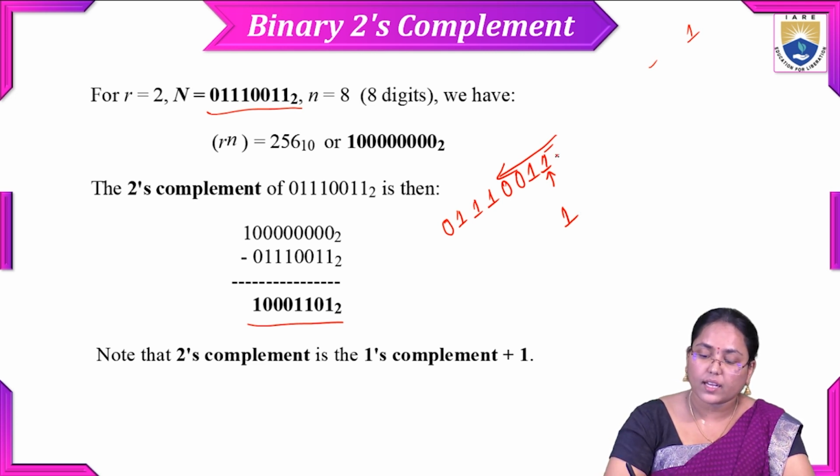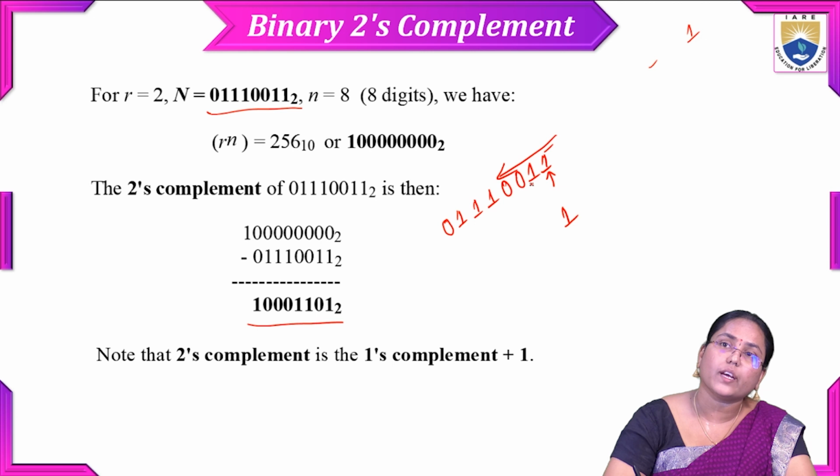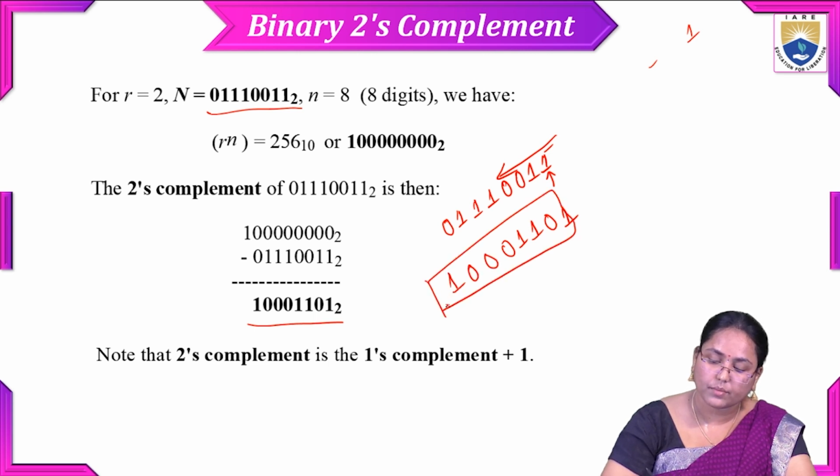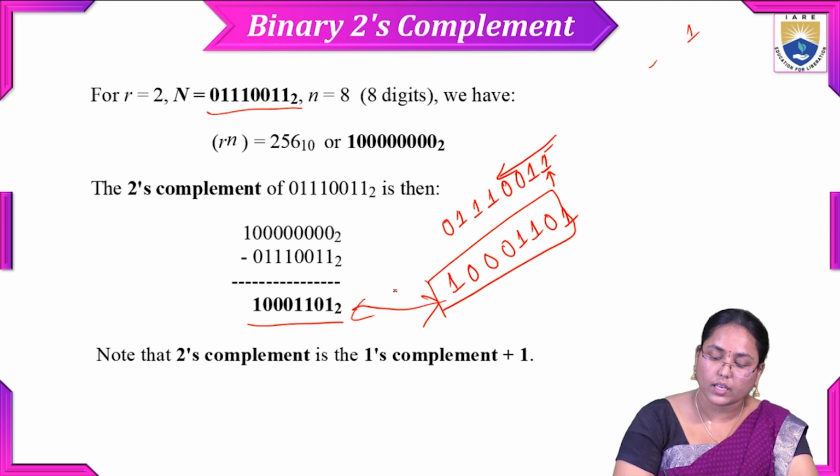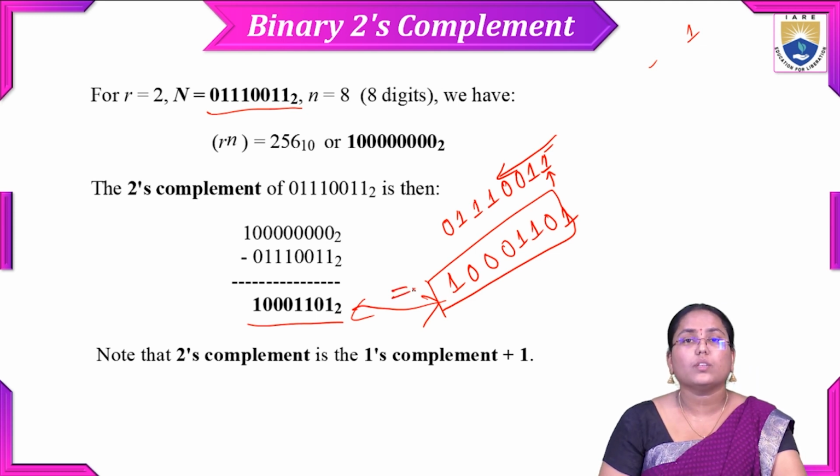Until and unless I get a 1 from the LSB side, I won't change anything, so I'll just put it as such. Whenever I get 1, I'll keep it, and from here onwards, I'll complement the numbers. That is, if I have 1, I'll replace it by 0. If I have 0, 1, 1, 0, 0, 0, 1, just look at these numbers. This number and this number, both are equal. So this is the easiest and a very efficient way to find the 2's complement format.